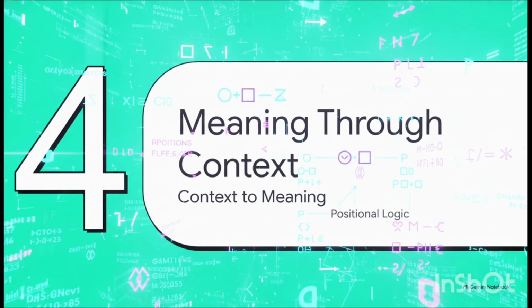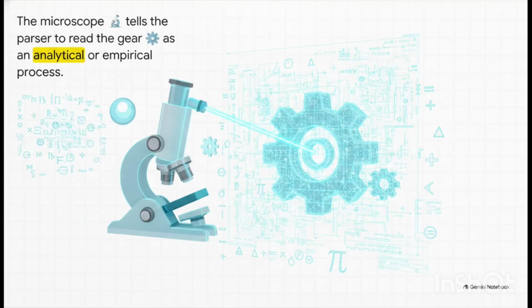Which brings us to Section 4, meaning through context. So how does a system know what a symbol actually means? It all comes down to positional logic.